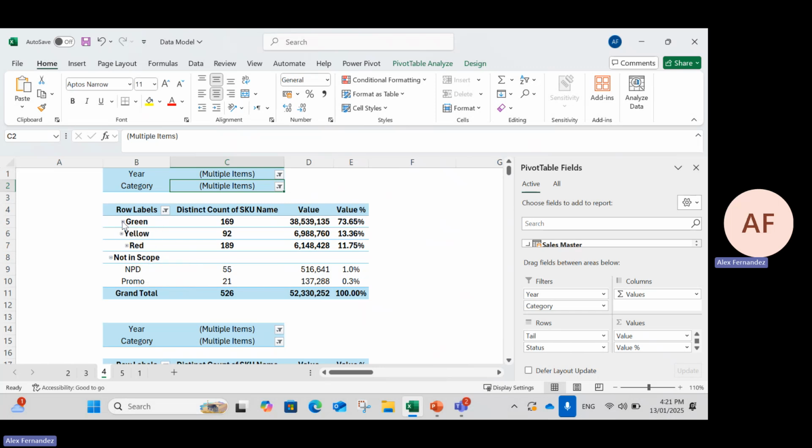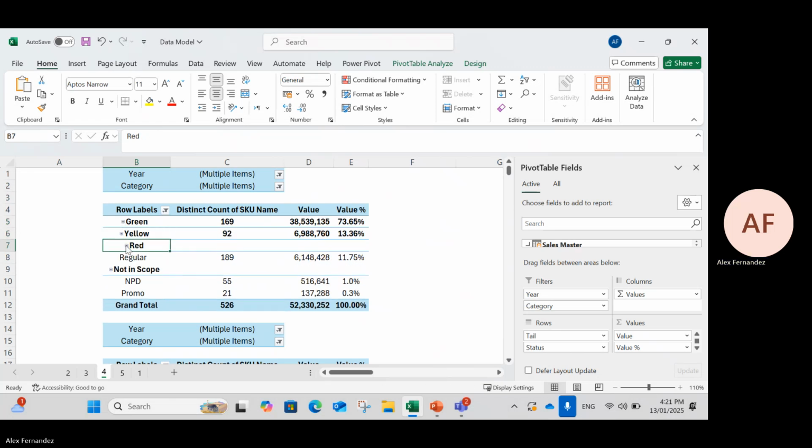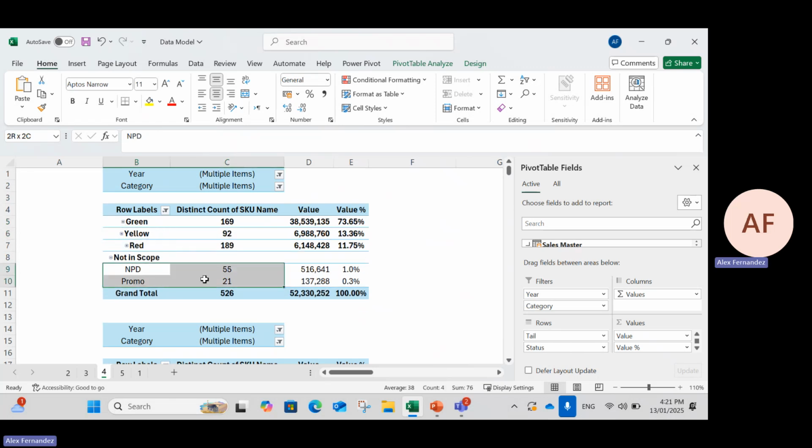As you know, in green it should always be regular, in yellow it should always be regular. But in not in scope, there are some details. Some retailers would have irregular sales, and other items, but for Spinneys, it's only new products and promo SKUs.